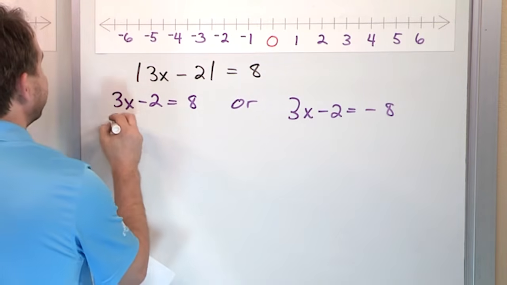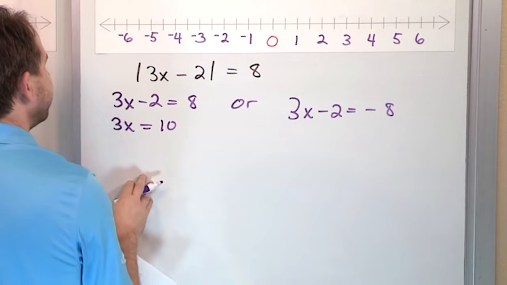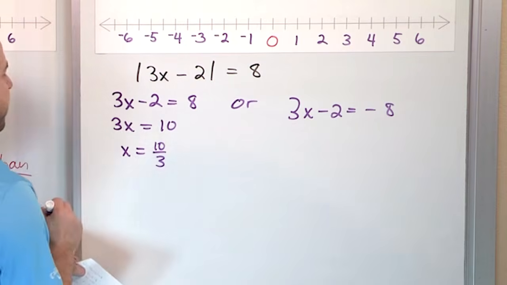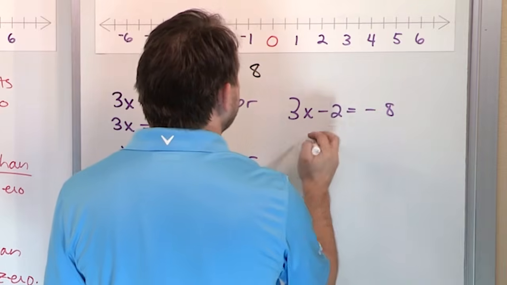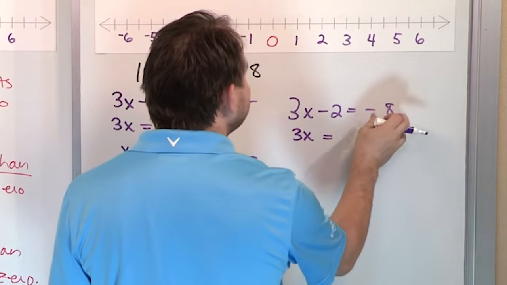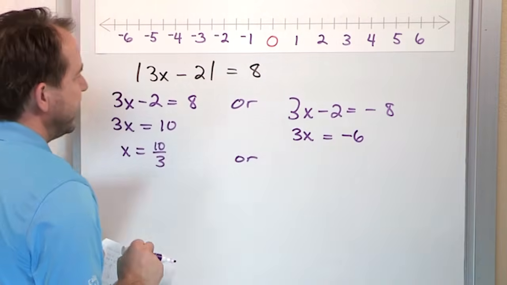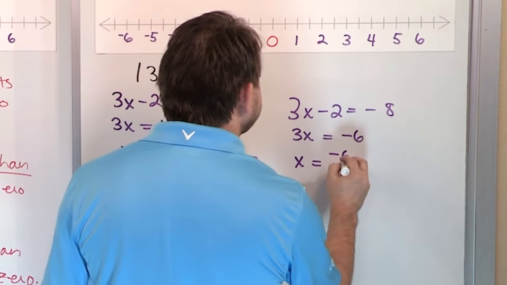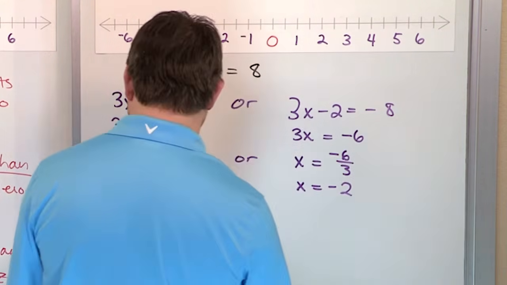Moving the 2 to the other side, 3x equals, when I add 2 to both sides, I get 10. And when I get x by itself, it'll be 10/3, just dividing both sides by 3. So let's solve this side. Adding 2 over here, I'll get 3x equals, what is negative 8 plus 2? You'll get negative 6 on the right-hand side. If I divide by 3, I will get negative 6/3. So that means that x is going to be equal to negative 2.